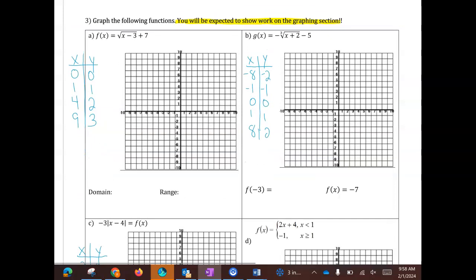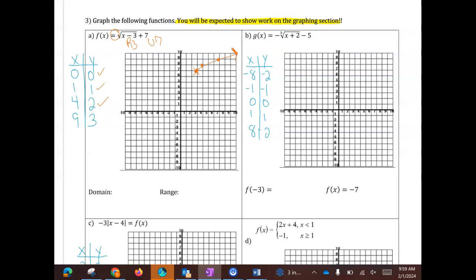All right, let's talk about our transformations. So I have a right 3 and an up 7. I do not have a stretch or a compress or a flip. There is nothing here that I need to change. So I can just take these points and move them right 3, up 7. So I'm going to start with 0, 0 and go right 3, up 7. And then from here, this x, I'm going to go right 1, up 1. I'm going to go right 4, up 2. And then there's not really room for 9, 3, so I'm going to connect.